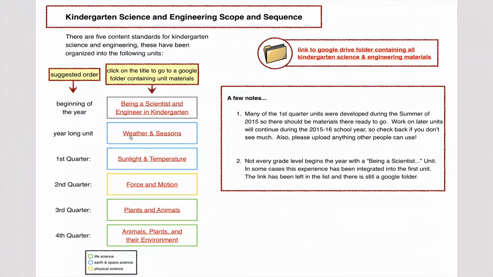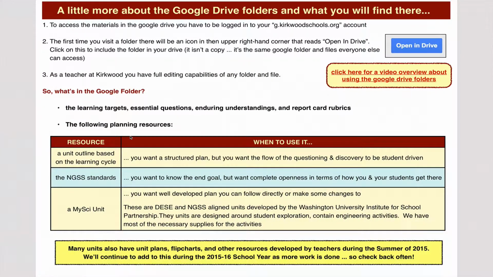When you click on these, you'll be taken to a Google folder that has a guaranteed 3 things in each one. I'm going to take you back to this page. This table describes what'll be there. So the one thing is a unit outline that's based on the learning cycle. So it's a little Google slideshow that takes you through each step of the learning cycle and what you might do in that unit on that step of the learning cycle. So some structure there, but definitely some open-endedness.